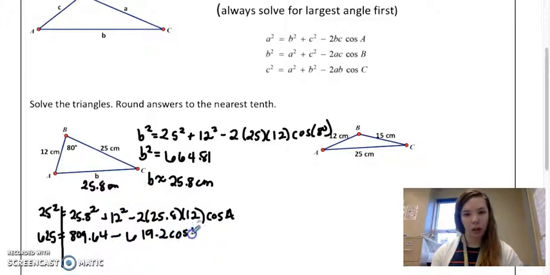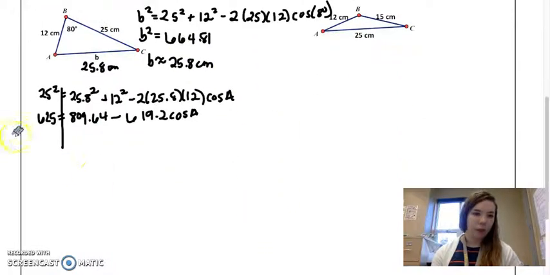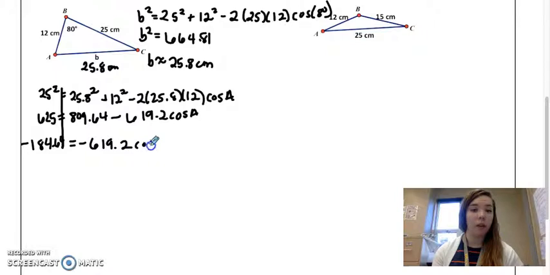Is 619.2 cosine of A. So then I'm going to subtract this from both sides. So that's negative 184.64 equals negative 619.2 cosine of A. So I'm going to divide both sides by our negative 619.2. And you get 0.298 equals cosine of A. And then you take inverse cosine of 0.298.